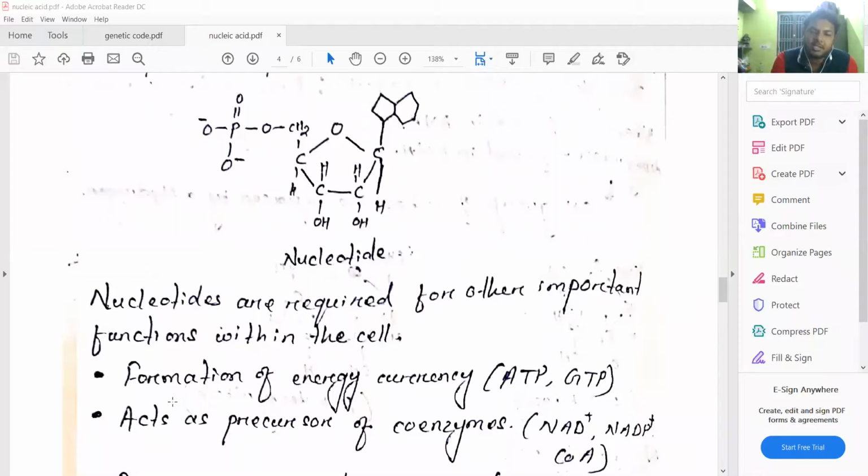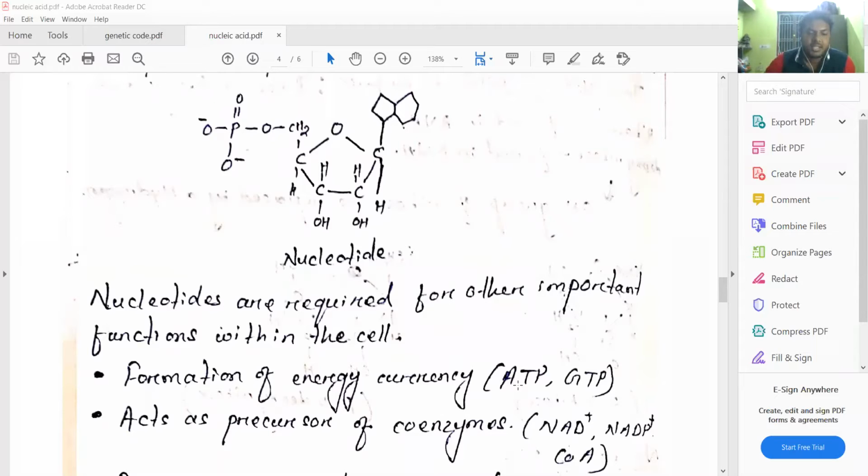The first is the formation of energy currency, ATP and GTP. The energy produced by ATP as well as GTP is the same. Both produce an equivalent amount of energy. But mostly ATP is used in several energy-producing states. For example, in your mitochondria, oxidative phosphorylation, ATP is produced. In the chloroplast, that is photophosphorylation, ATP is also produced. NADPH is converted in the form of ATP.